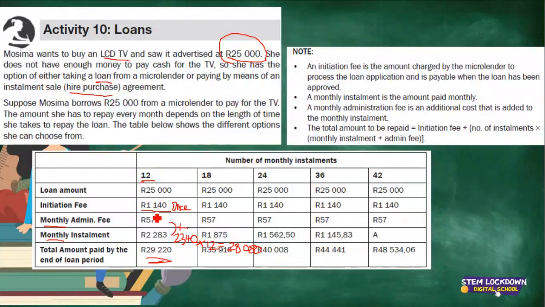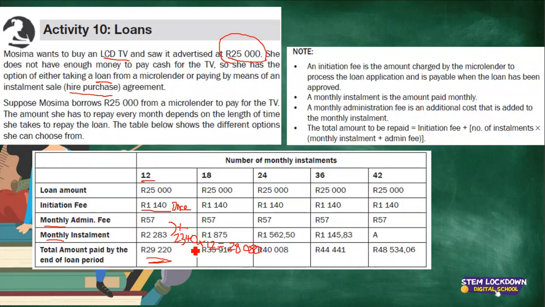Plus this once-off fee, right? The once-off fee is 1,140. So plus 1,140, right? If you add your once-off fee to this amount, then that is your answer, 29,220, right? If you understand this, then things will become a lot easier.